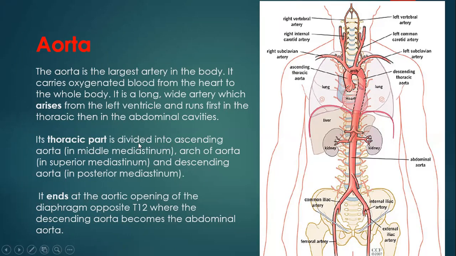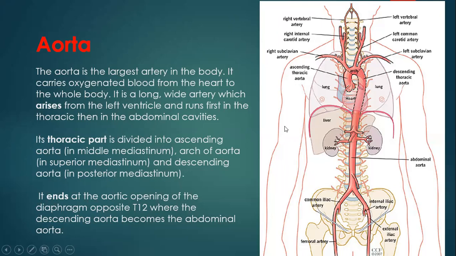So the thoracic part is divided into the ascending aorta, which is in the middle mediastinum. Here, as soon as it comes out of the heart, this is called the ascending aorta, very short, which is in the middle mediastinum. Then we have the arch of the aorta, which is in the superior mediastinum. Then it will descend downwards behind the heart. That is called the posterior mediastinum.